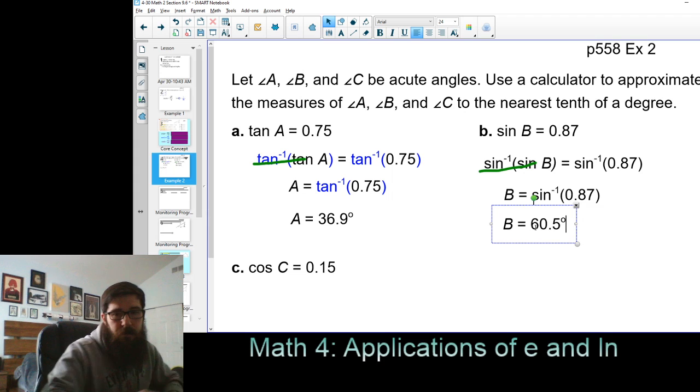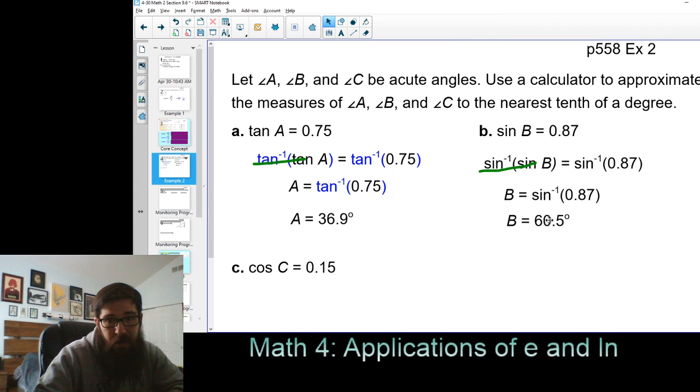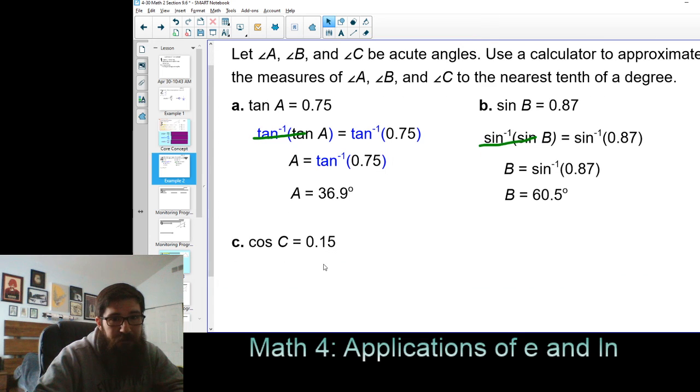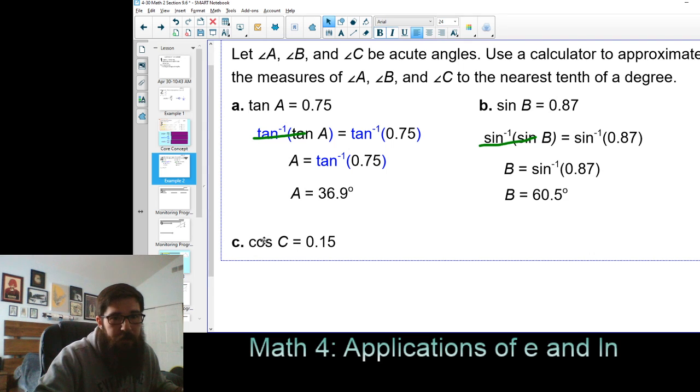...5 degrees. So you're going to start to notice some patterns. Really, all I'm going to do is basically the cosine is going to move to the other side, but as an inverse, because that's what undoes this cosine. So let's copy this.